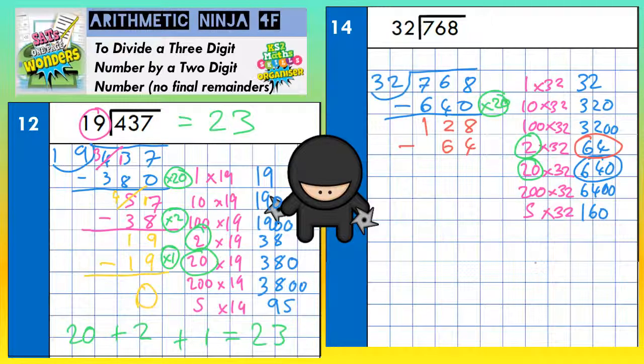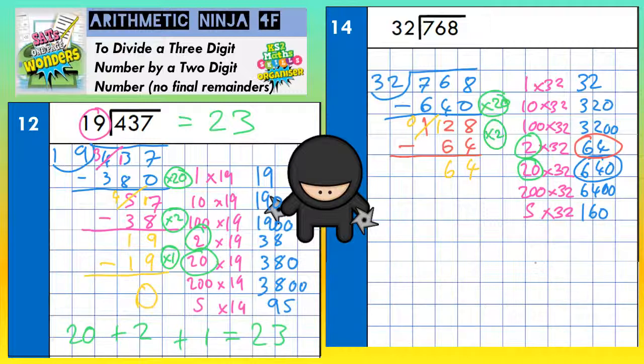So if you take away 64 from 128, remember to write a little note for yourself at the side that we're taking away 2 32s. Let's see what we get from that. 8 take away 4 is 4. 2 take away 6 we can't do, so borrow. 12 take away 6 is 6. We're down to 64. And no prizes for guessing.